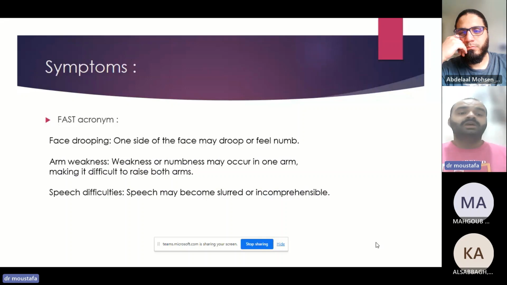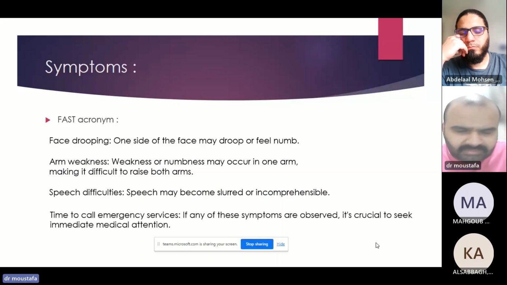All right. So the F, the A, the S takes us to the T. Whenever you find the FAS, do the T. What is T? Time to call emergency.